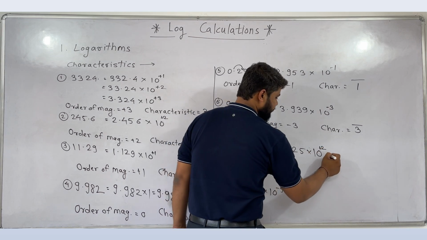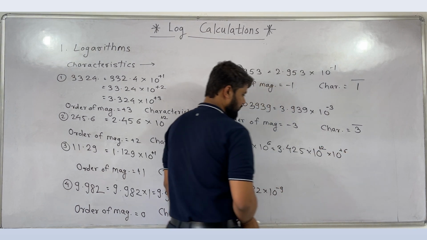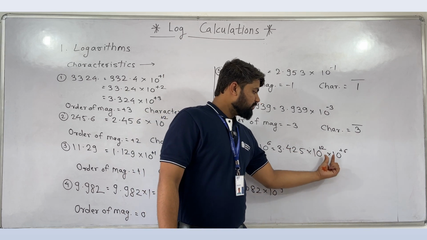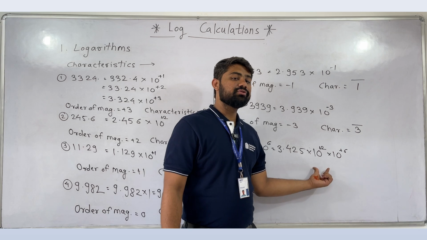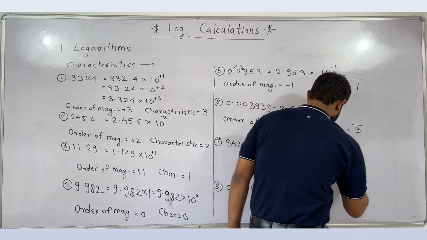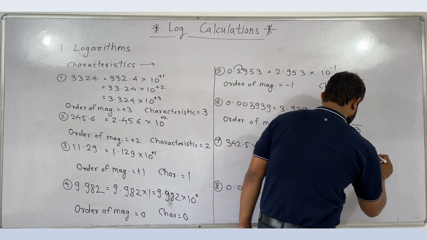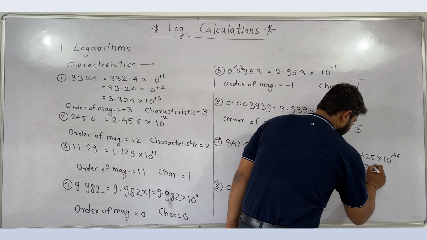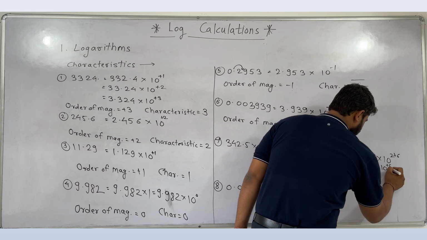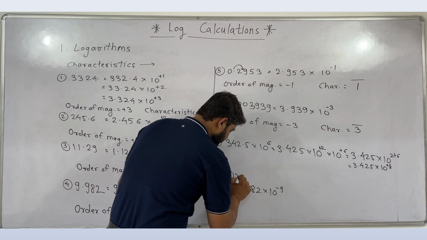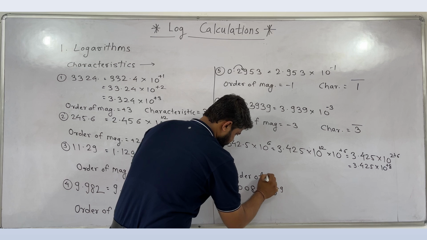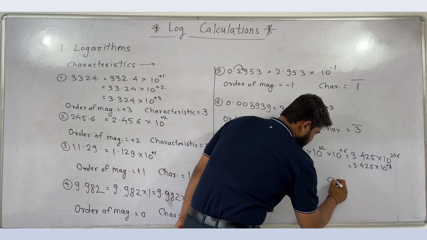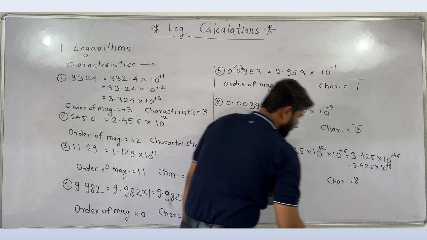And we already have into 10 raised to plus 6. Now, with the help of formulas of indices, 10 raised to 2 into 10 raised to 6 will be 10 raised to 2 plus 6. So this will be 3.425 into 10 raised to 2 plus 6, that is 3.425 into 10 raised to plus 8. Now, the order of magnitude will be plus 8 and the characteristic will be 8.